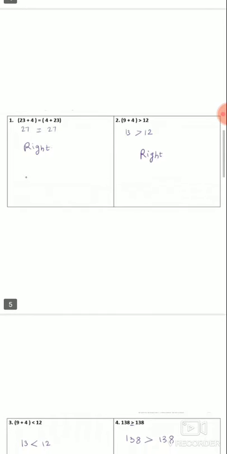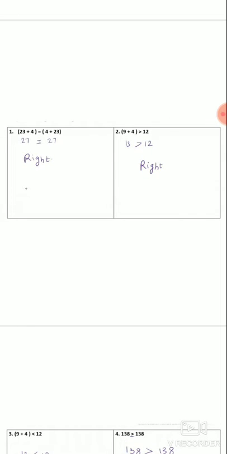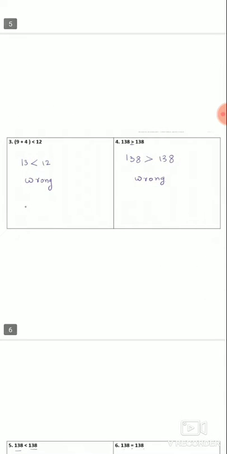And 9 plus 4 equals 13, and 12. So 13 is greater than 12 because 12 is less than 13. So it's right. Okay. Now see question number 3. 9 plus 4 equals 13 and 12. So 13 is greater than 12, but the sign given is 13 is less than 12. So this is wrong. Okay.